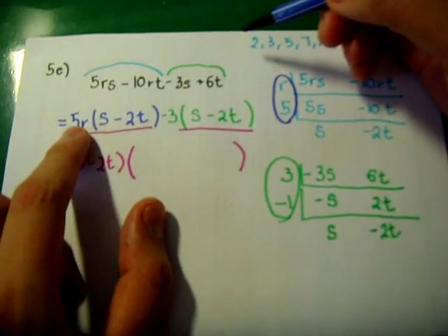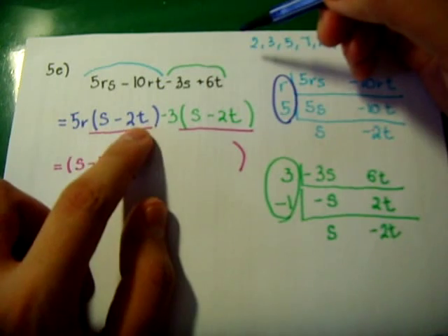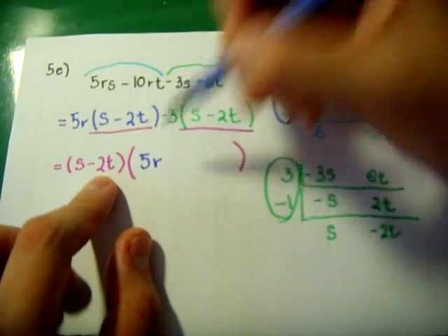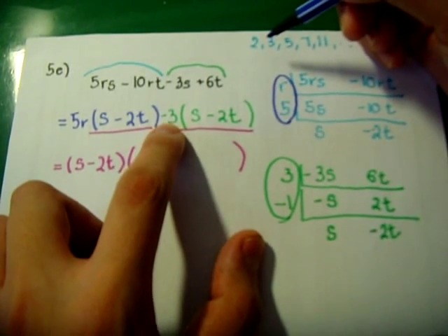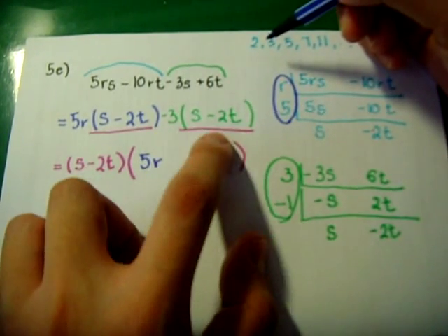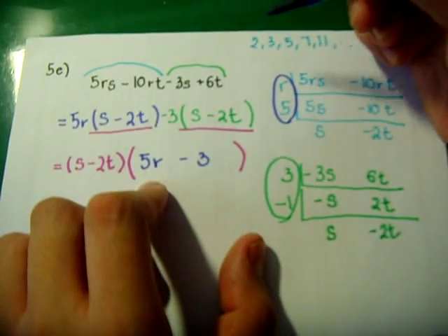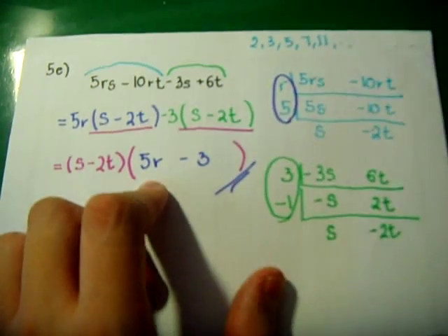So you see 5r times s minus 2t. You take out s minus 2t, you are left with 5r. Negative 3 times s minus 2t. You take out s minus 2t, you are left with negative 3. And this is my final answer.